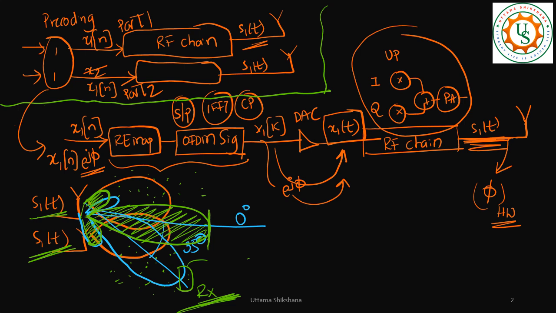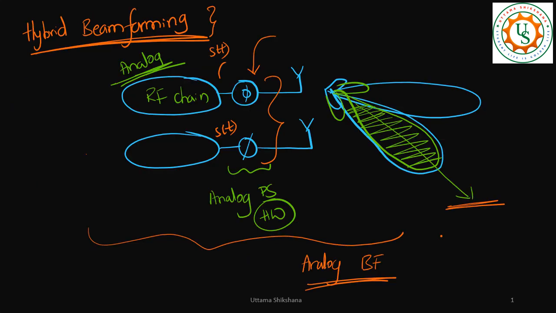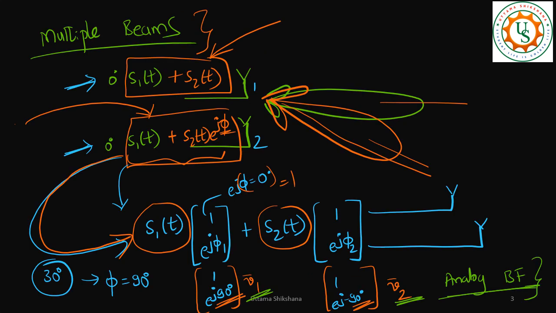So basically, x1 of t, let's say this is some signal cos of 2 pi f1 t, then it will be cos of 2 pi f1 t plus phi. This is how the phase shift will be taken care of even at this point. So the phase shift which we are going to give in the analog domain can be equivalently implemented in the digital domain. If we perform such an operation, then what do we say? That is digital beamforming.